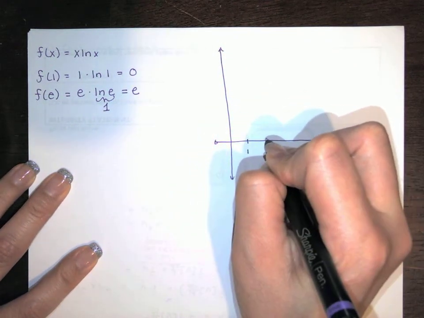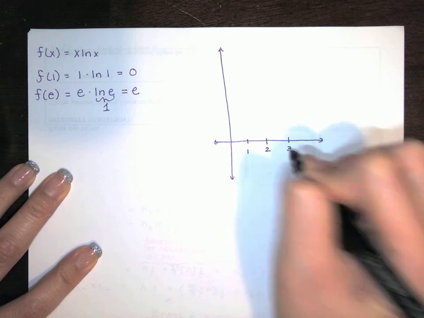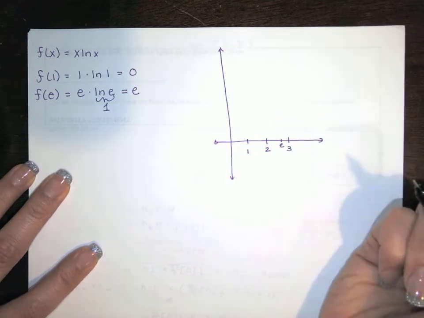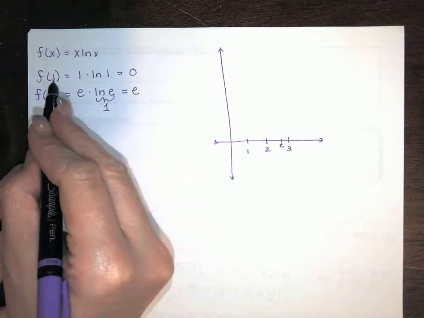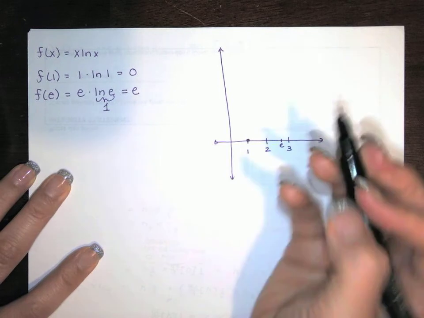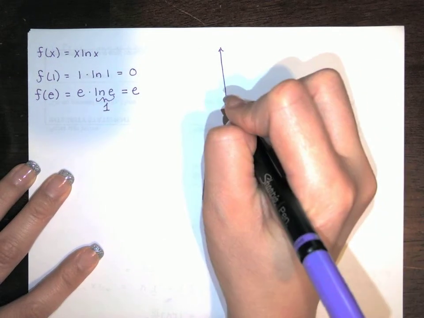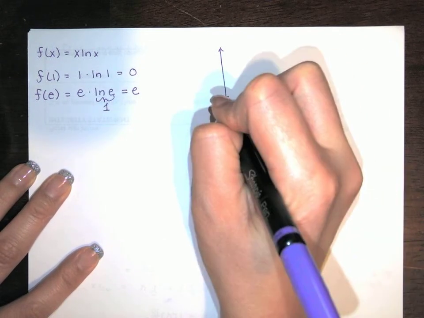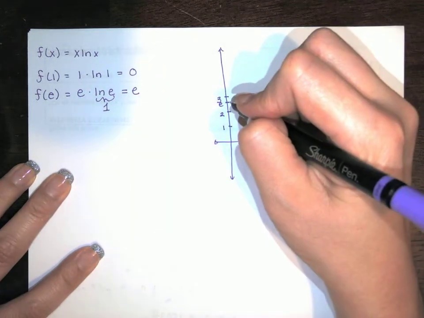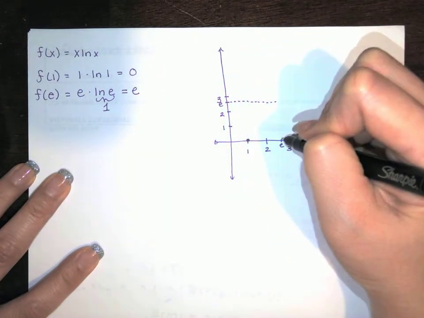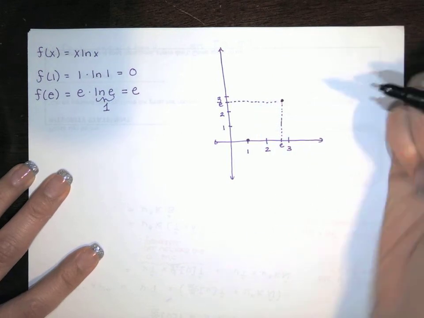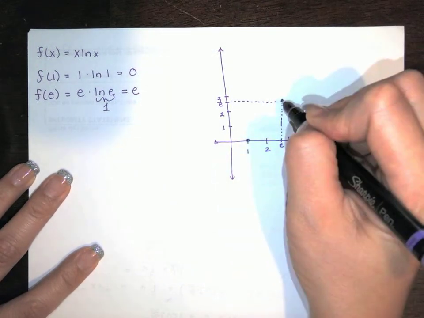Here's x equals 1, here's x equals 2, here's x equals 3, and e is about 2.7, so it's somewhere in here. So let's just call that e. When x equals 1, y equals 0, and when x equals e, y happens to be e. So there's 2, there's 3, and we'll say that e is about right there. Doesn't have to be perfect, but we try to make a decent looking graph. Okay, so our graph looks roughly like that. Here's one endpoint and there's the other endpoint.